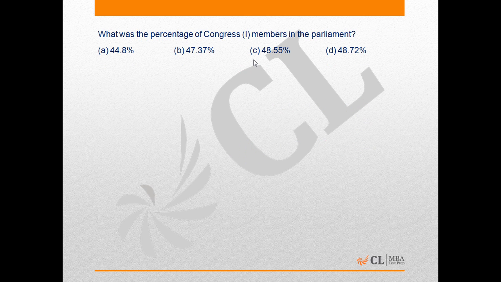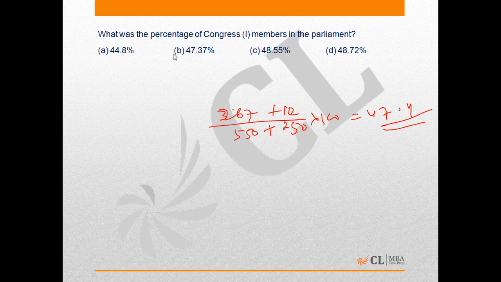In the last question, it is asking what is the percentage of Congress members in the parliament. The total number of members of Congress in Lok Sabha is 267, and that in Rajya Sabha is 112, and the total members in the two houses is 550 plus 250. Therefore, required percentage will be 267 plus 112 upon 550 plus 250 into 100. This is equal to 47.4. Therefore, option B is the correct answer.